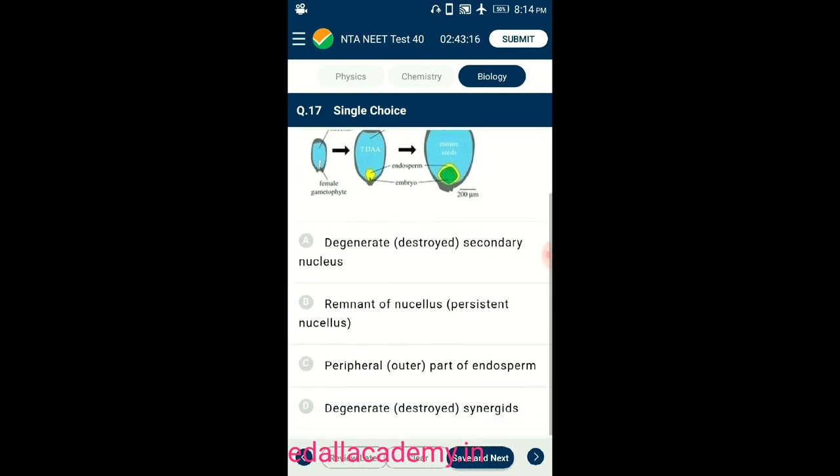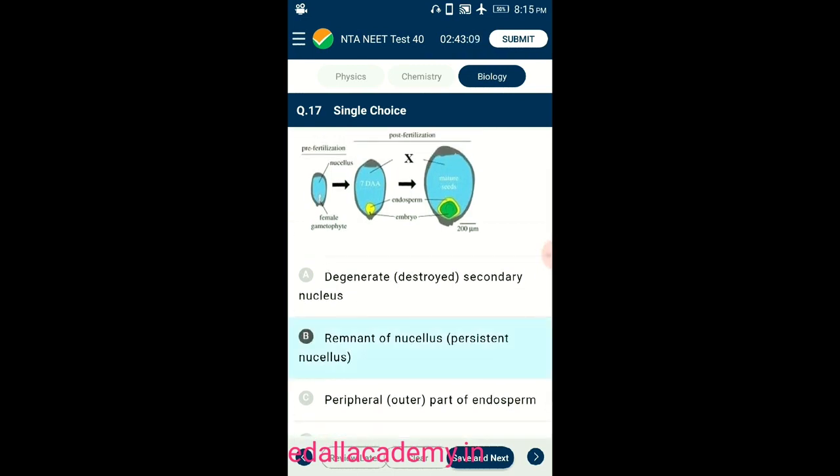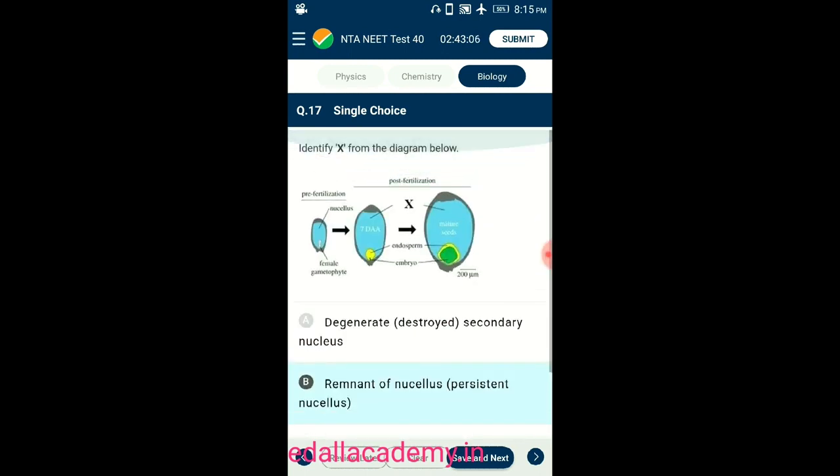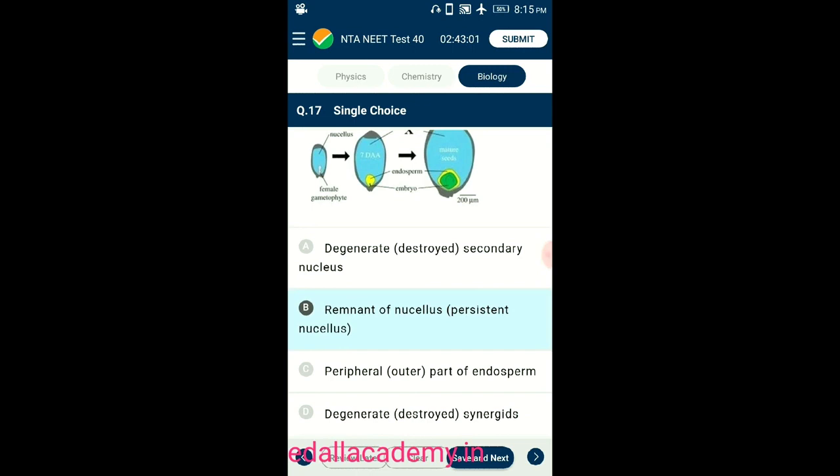Perisperm is present in seeds of beet, coffee, etc. So the answer for this question is option B. So in the given diagram, X represents remnant of nucellus.